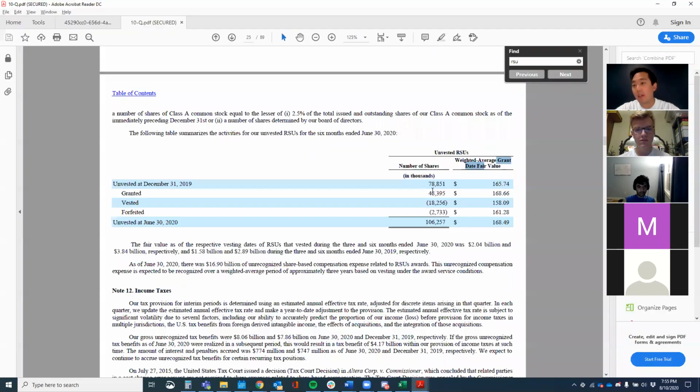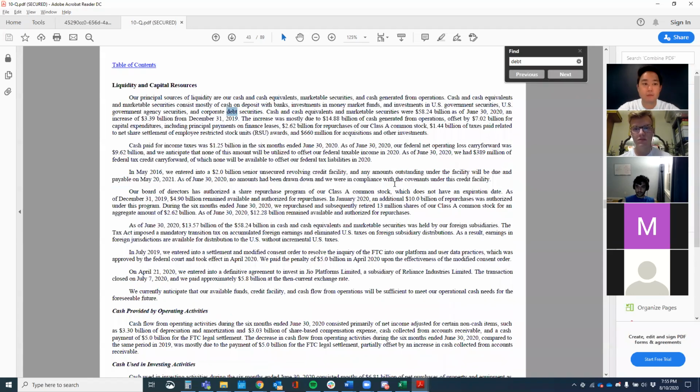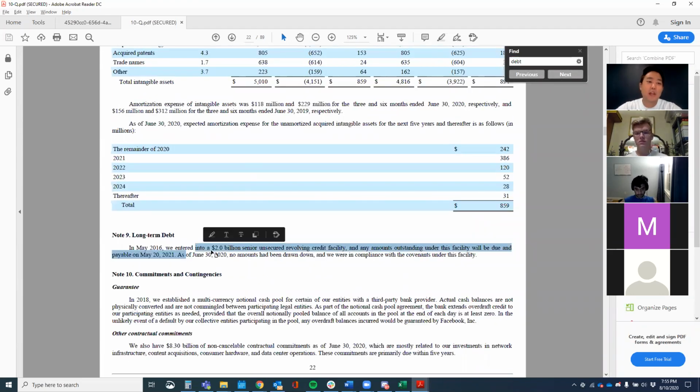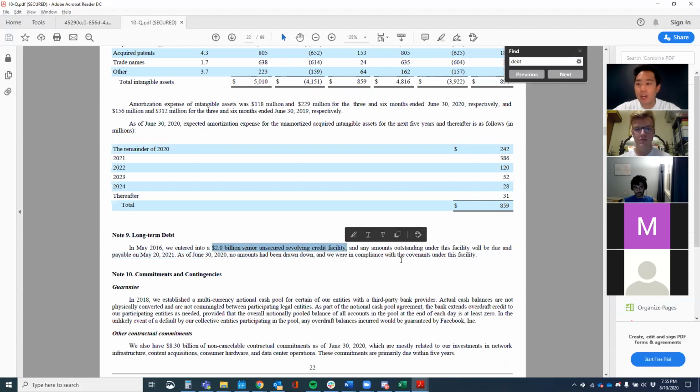So there's a whole thing here. Let's go through that together. Okay, let's do Facebook's, and I'll show you where it probably will be. What I do is debt, long-term debt. This is where I see it. Okay, so they have zero debt. This is the problem with using an all-cash tech company as your example. They have a $2 billion revolver, which is basically a line of credit that they can draw on, but they said as of June 30, we have no amounts drawn, so they have zero debt.